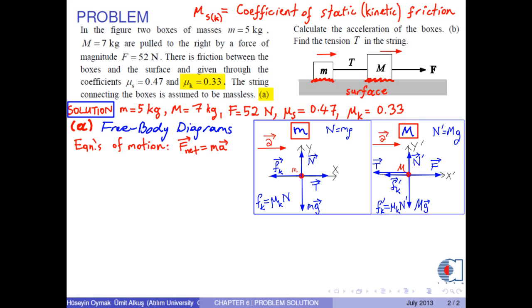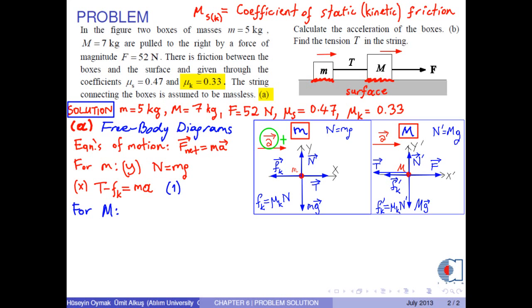Now, we write the equations of motion with the help of Newton's second law, F net equals ma. For mass m, since there is no motion along the y-axis, we have the normal force N equals mg. And in order to write the equation of motion along the x-axis, we choose the direction of the acceleration vector to be positive. Then the net force along the x-axis becomes T minus Fk, which is equal to ma by Newton's second law.